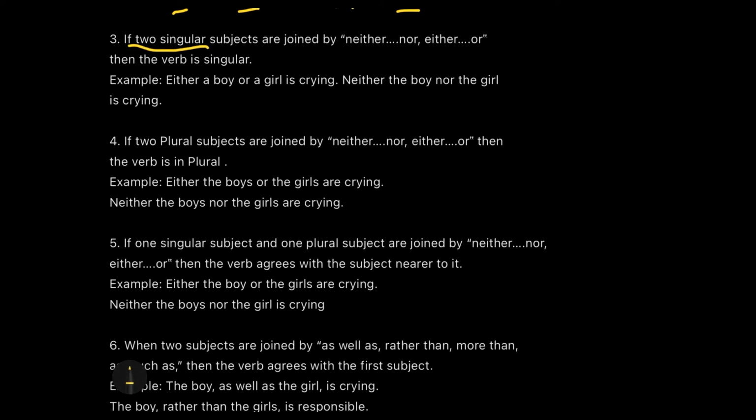Two singular, the subject should be singular. If your subject is not singular, then there can be changes in this. That is what we will discuss in point number 4. But here for now you need to know this, that if two singular subjects are joined by either or neither nor, then we go with is. Is crying, neither the boy nor the girl is crying.